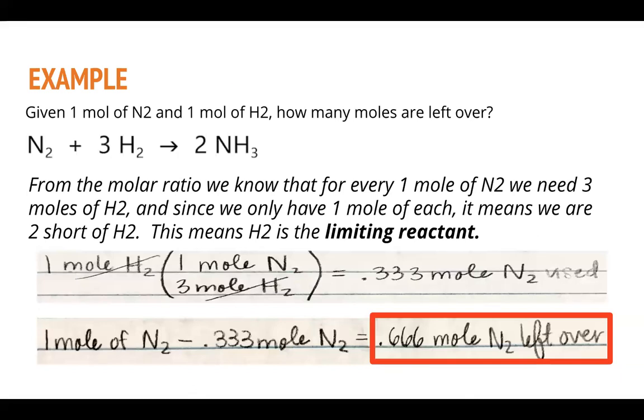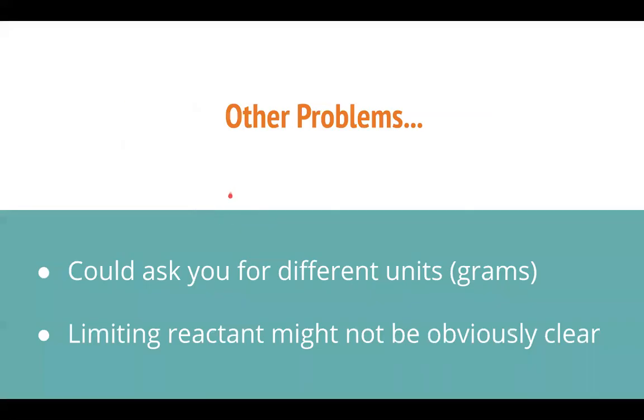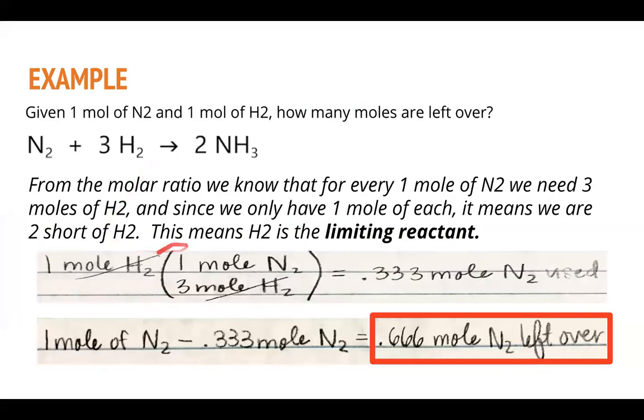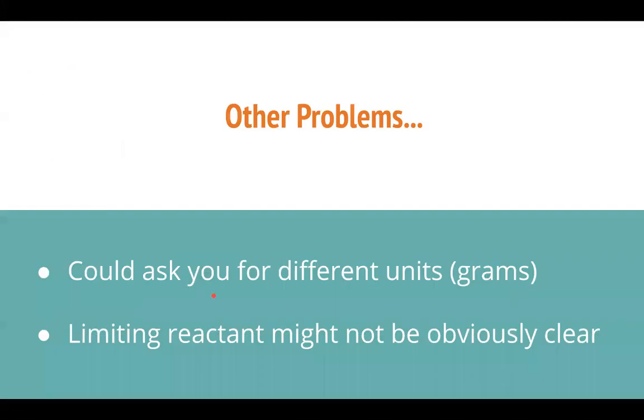I know when I first looked at this, I would be like, oh, whichever one's smallest, that will be the limiting reactant, but that is not the case. So if you're ever unsure, just do the math and figure out which one is the limiting reactant, and then do all that math, and then you can do this next step of finding out how much is left over.